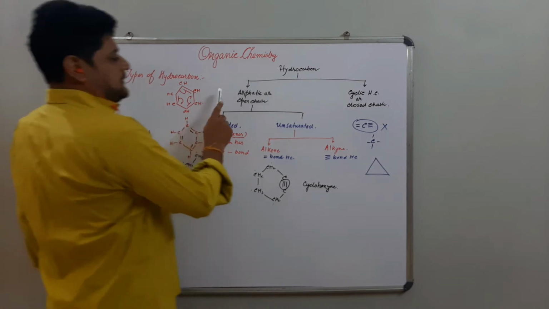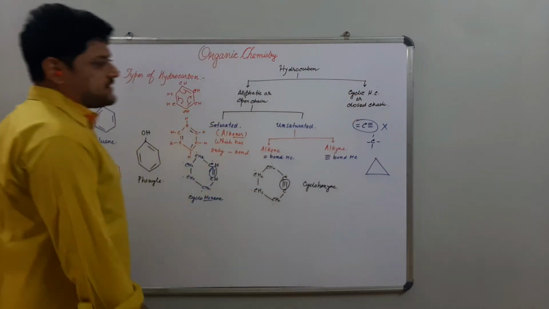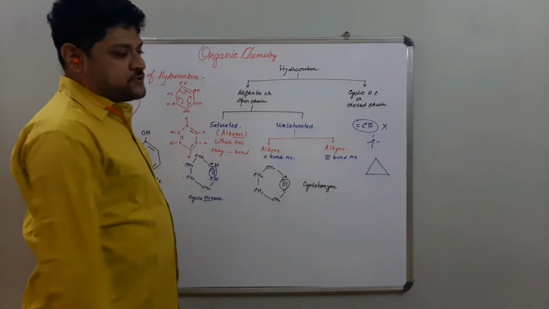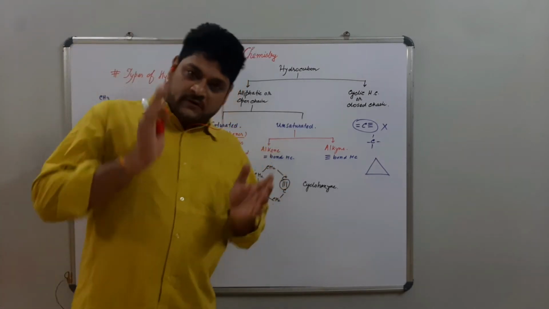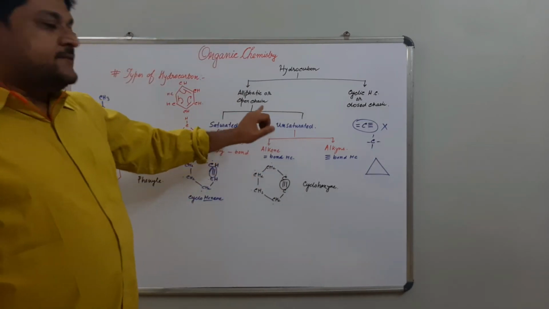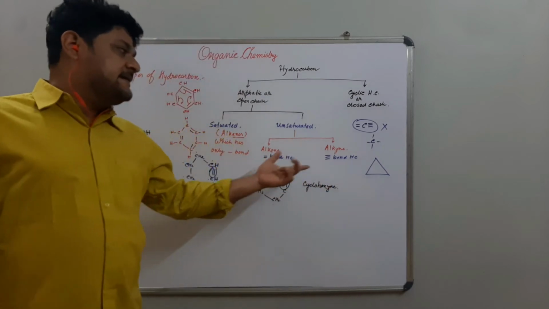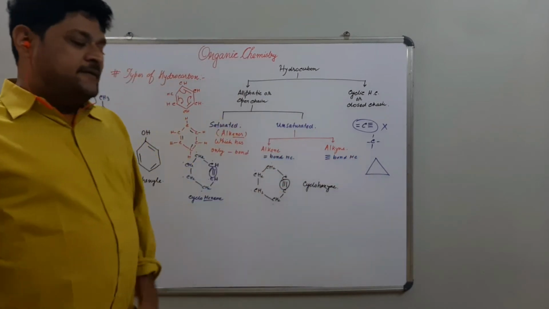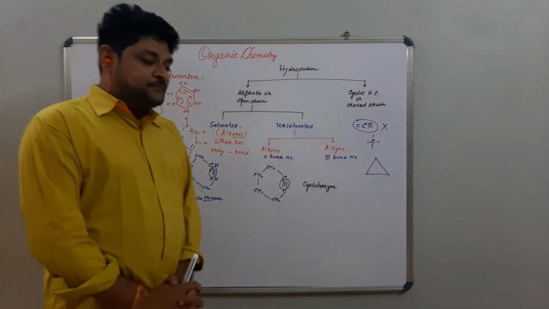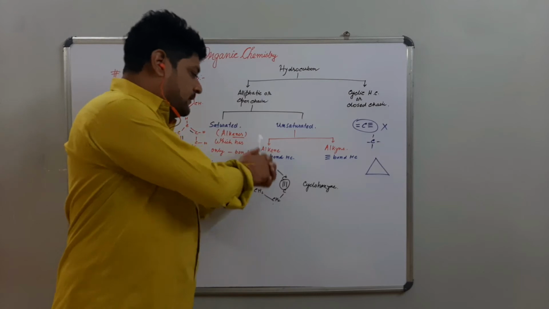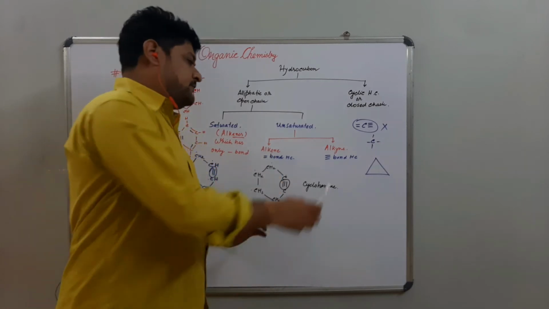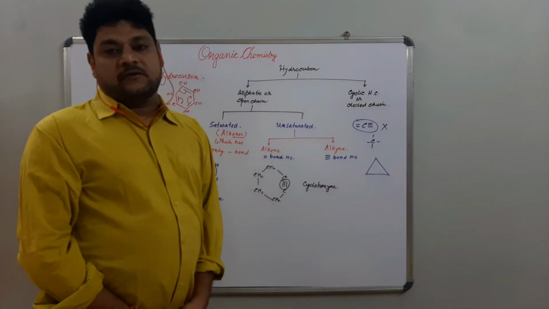There is aliphatic or open chain, and closed chain or cyclic. Then aliphatic is divided into two parts, saturated and unsaturated. Saturated hydrocarbons have only single bonds, carbon-carbon or carbon-hydrogen. Unsaturated hydrocarbons are subdivided into two parts: alkene and alkyne. Why are they subdivided? Depending upon the double bond or triple bond present in the hydrocarbon. When a double bond is present, it is called an alkene; when a triple bond is present, it is called an alkyne.